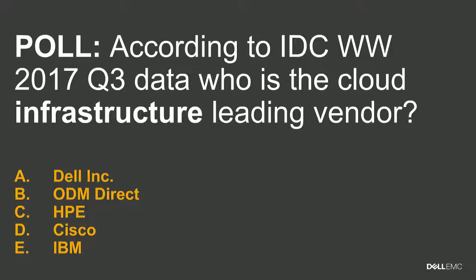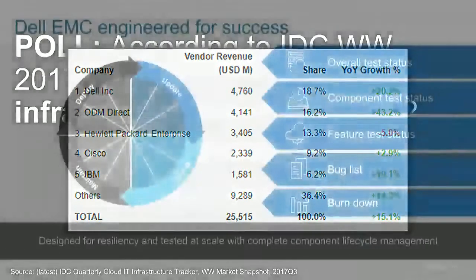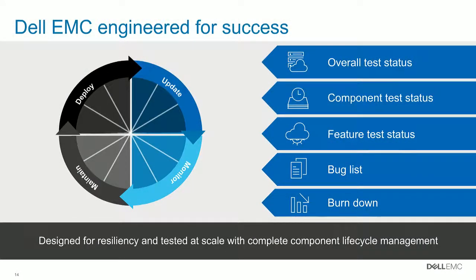Okay, we have a lot of votes. I'm going to stop the voting because the answer is kind of obvious. I would not be asking you this question if it wasn't Dell EMC. Here are the actual results. This is from the latest IDC quarterly cloud IT infrastructure tracker data. As you can see, we hold the #1 position, and also, most importantly, the green and red numbers showcase the growth year on year. So not only do we hold the #1 position, we also have the strongest year-on-year growth amongst the top vendors. So when you're partnering with Dell, then you know that you have one of the strongest partners out there.